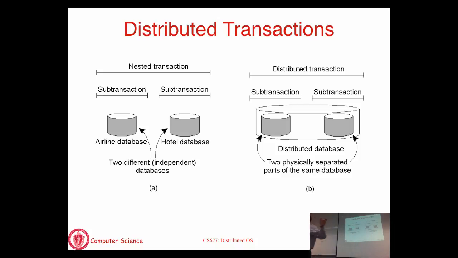If you run a transaction on such a system, you are going to get a distributed transaction, because parts of the transaction may operate on this disk or this machine, parts of the transaction will execute on some other machine. So that's different from this picture. This is nested, that's distributed. Any questions on what is a distributed transaction? Is this clear?